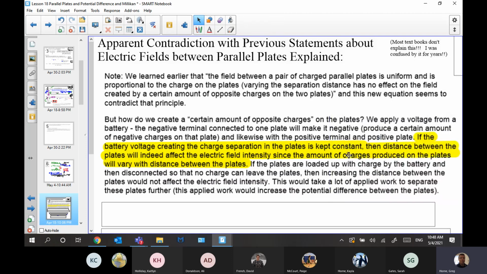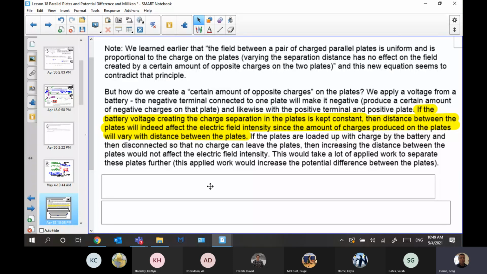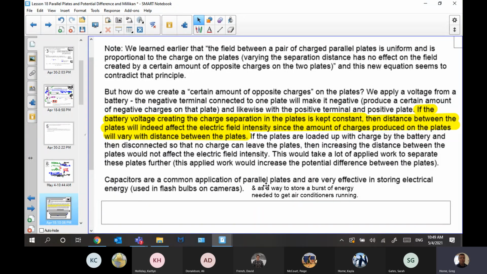So the difference is highlighted here. If the battery voltage creating the charge separation in the plates is kept constant, right? If you have a voltage applied, then the distance between the parallel plates does affect the electric field intensity. Basically, the amount of charge on the plates actually changes. The battery is not able to push electrons all the way out effectively to the other side of the plates once you move them. So moving the parallel plates when there's a voltage applied affects the amount of charge that's built up, and it does affect the electric field intensity as a result.